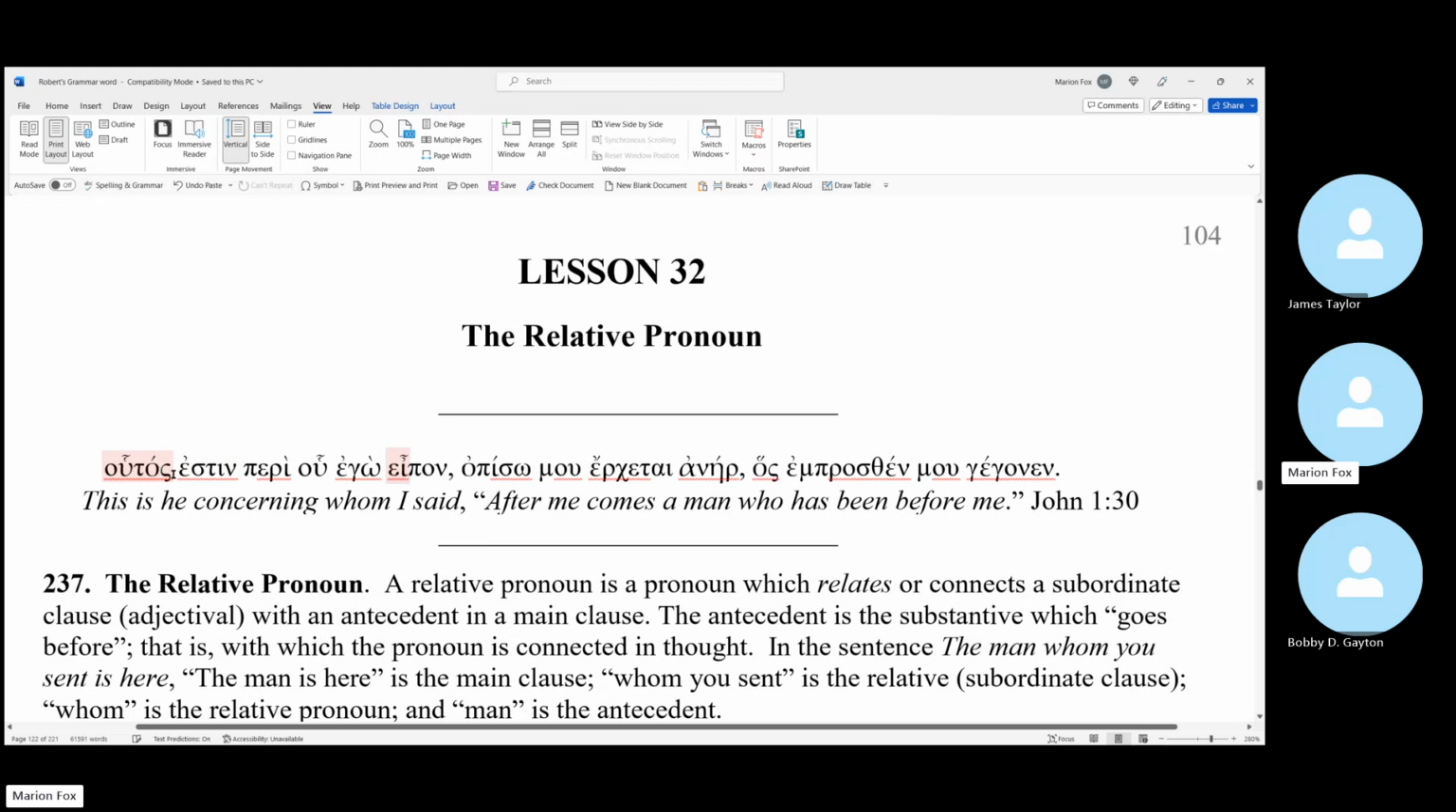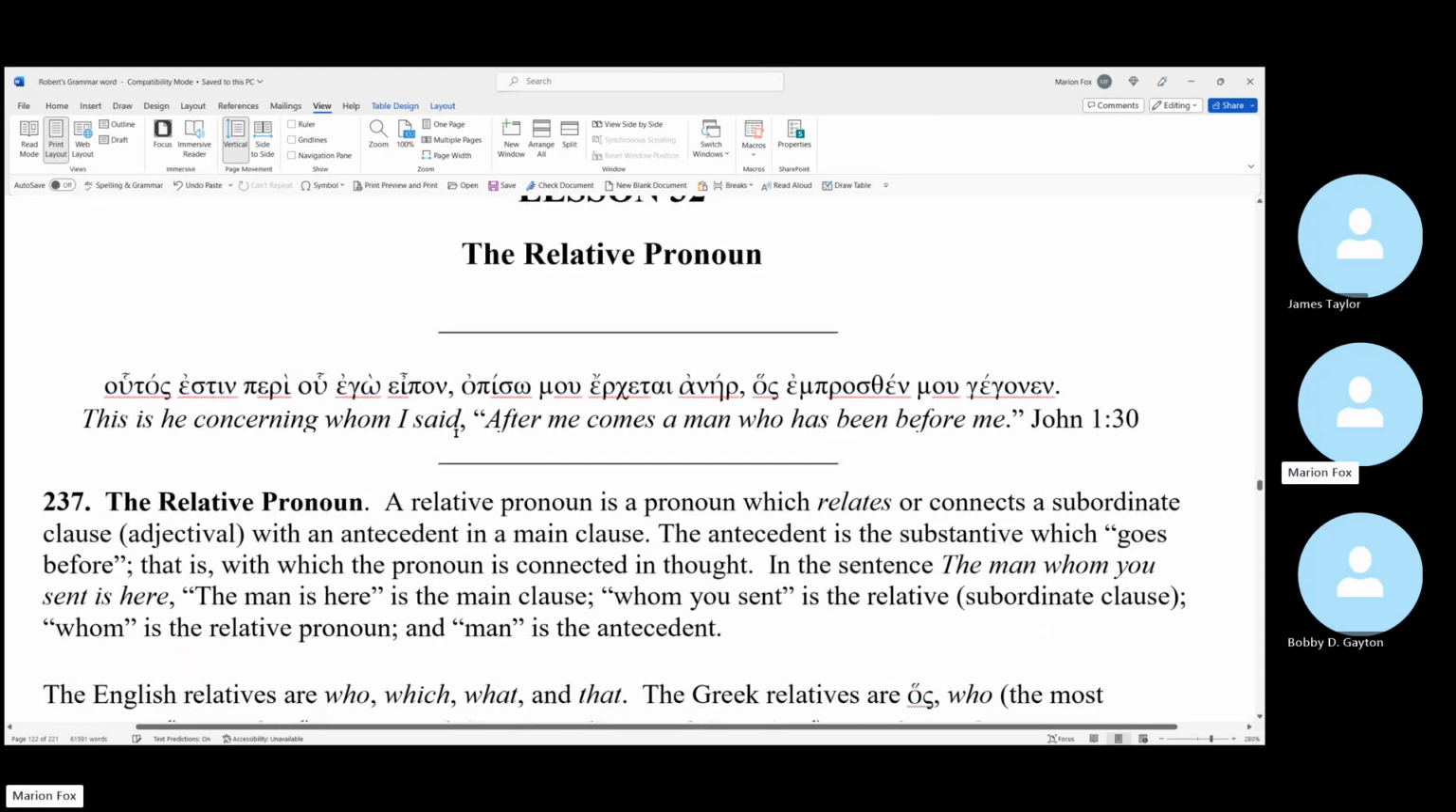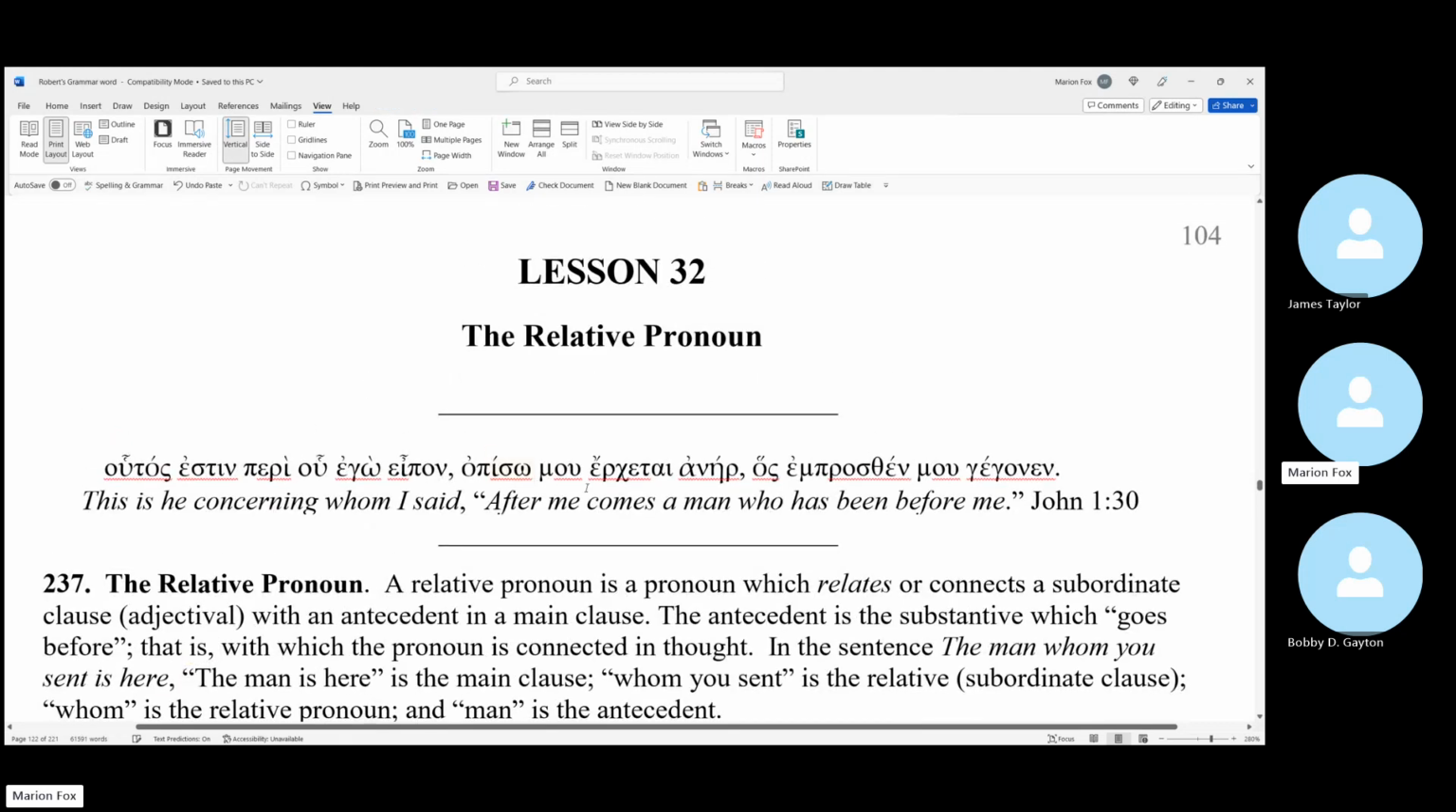This one is concerning the one whom I said, after me comes a man who is before me and has become before me. Okay. So again, we have the relative pronoun here, in those two places.